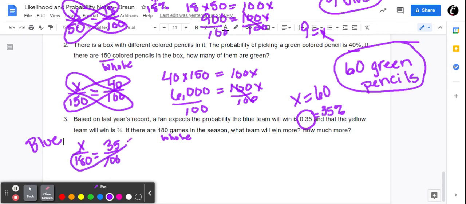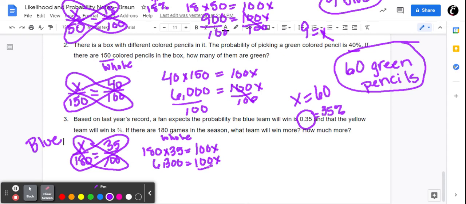From here, I just do my cross multiply, and I have 180 times 35 equals 100x. 180 times 35 is 6,300. So 6,300 equals 100x, and I'm going to divide both sides by 100. And that's going to tell me that the blue team is expected to win 63 games. 63 equals x. Now I'm going to draw a line here, and now I'm going to show yellow.